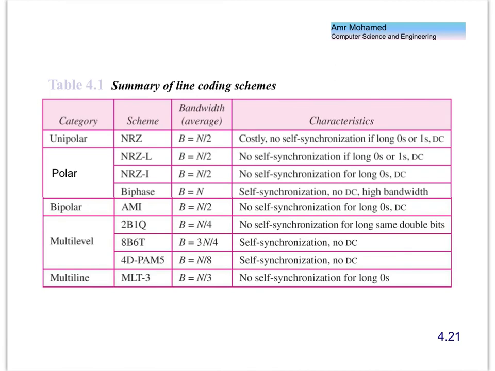So this table summarizes all the techniques that we have talked about, and this table is actually very important. You can look at it and use it as a reference to compare between all these techniques at the same time. Okay, guys? Any questions? Any questions here?